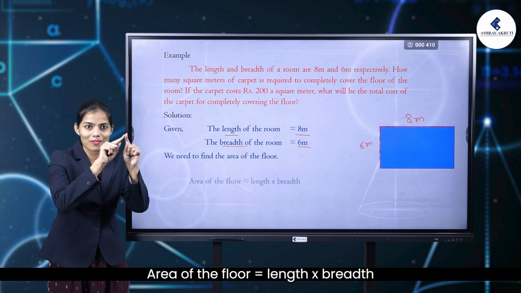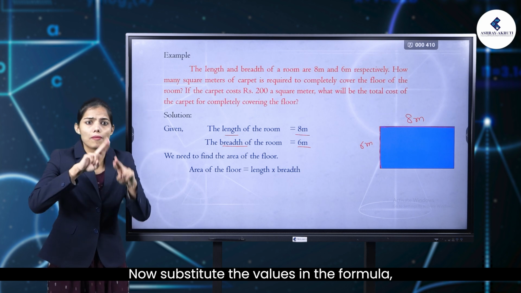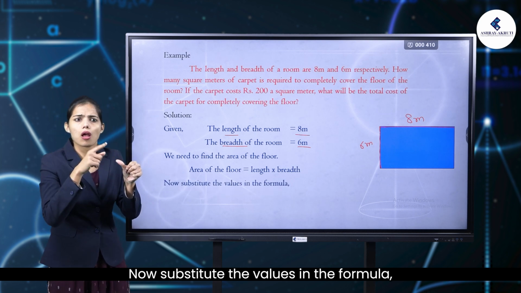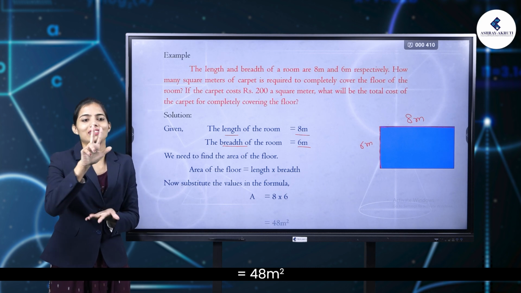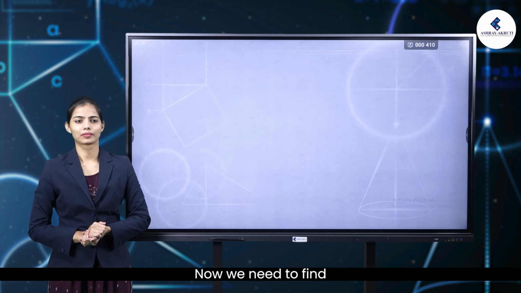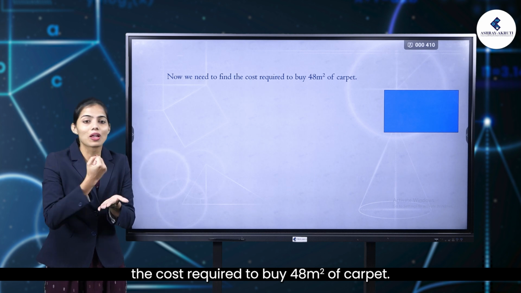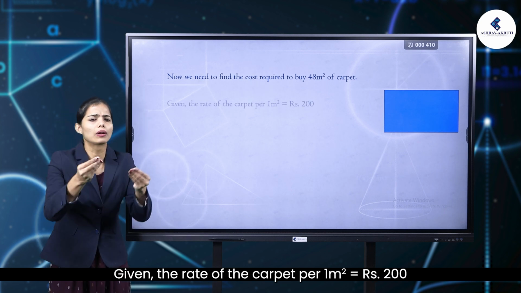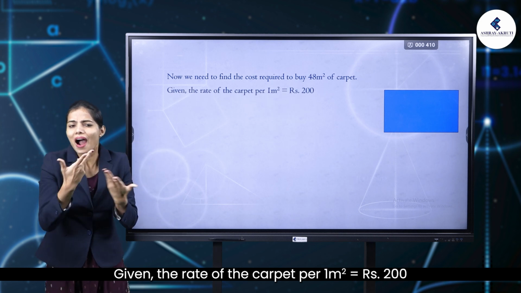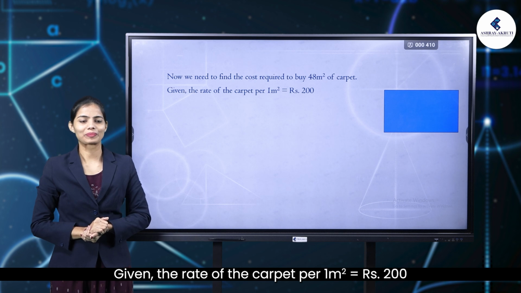Area of the floor is equal to length into breadth. Now substitute the values in the formula. A is equal to 8 into 6 is equal to 48 meters square. Now we need to find the cost required to buy 48 meters square of carpet. Given the rate of the carpet per 1 meter square is equal to rupees 200.